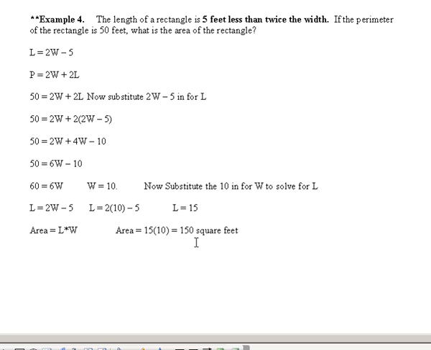square feet. If it was a triangle, I would have to take 1/2 the length times the width is the area of a triangle. Actually, we think of it on a triangle as 1/2 the base times the height.